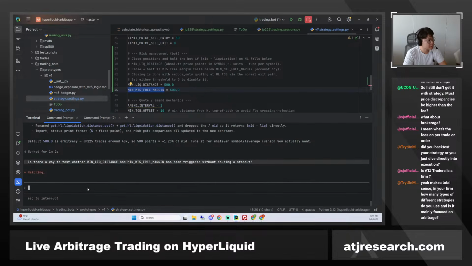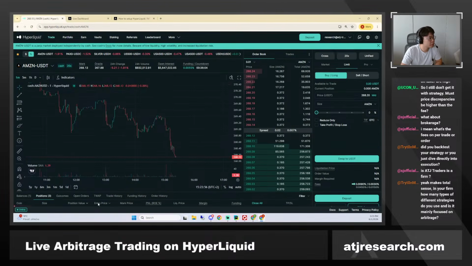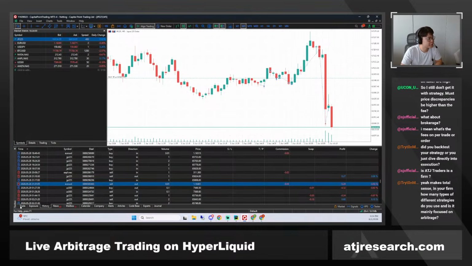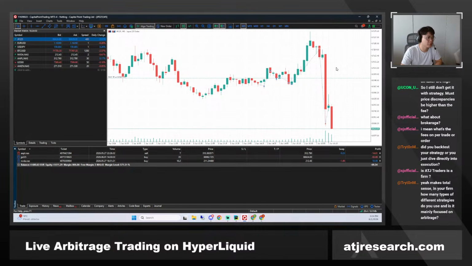So I'm going to run a test run where I'm just going to display the data to confirm that the value that Claude has computed for me is correct. And then the next step would be creating a stop out thingy. So when our price gets too close to the liquidation level, we'll try to close our position, or when the free margin on MT5 runs too low, we'll also try to close our position.